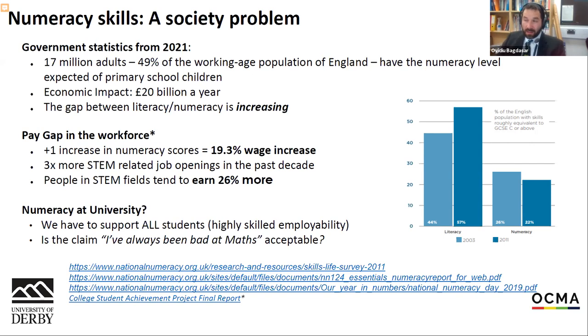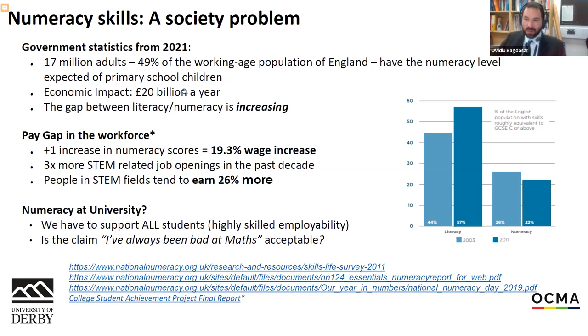And indeed, looking at data, we found that numeracy skills training is a very big society problem. And government statistics from this year show that 17 million adults in the UK, which is about half of the working age population, have numeracy levels expected of primary school children.